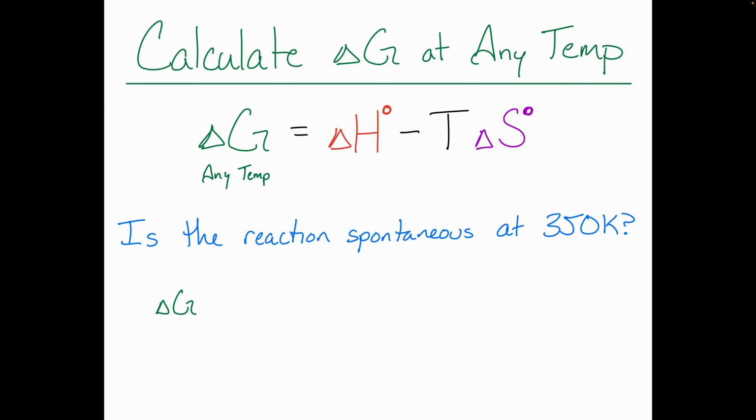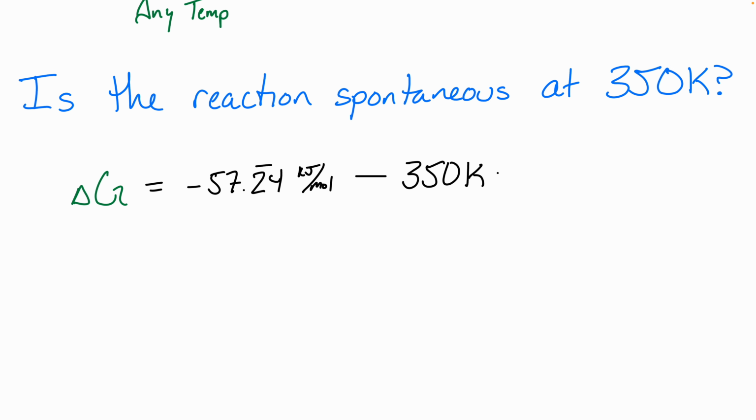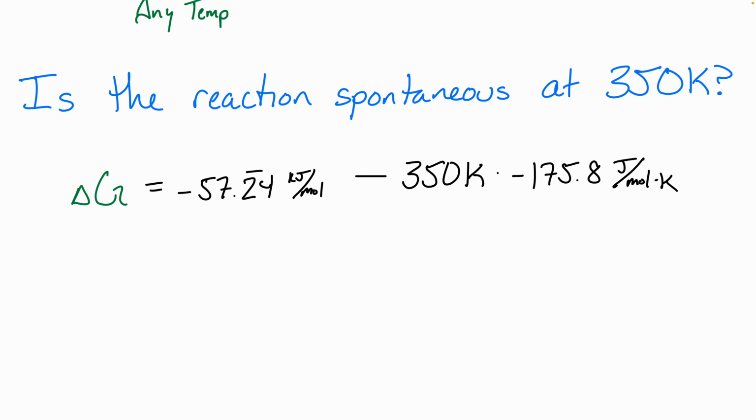All right, if we start plugging in values here, our delta G is that enthalpy value, 57.24 kilojoules per mole, minus our temperature, 350 Kelvin, times that delta S value, which was negative 175.8 joules per mole Kelvin. All right. What's wrong with my problem here? My units are awesome. All right.